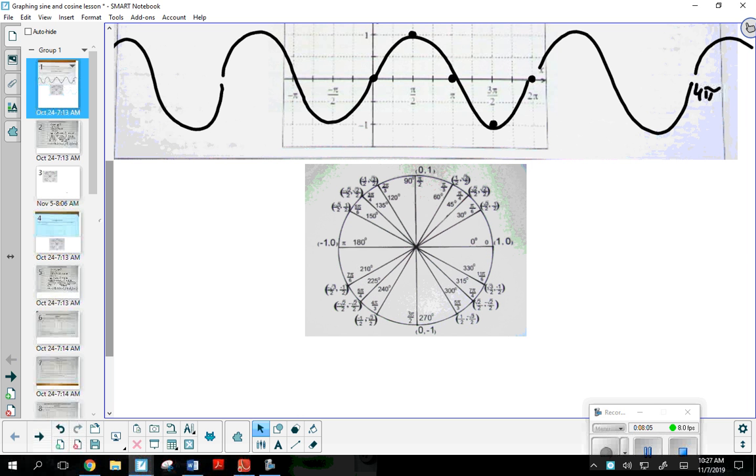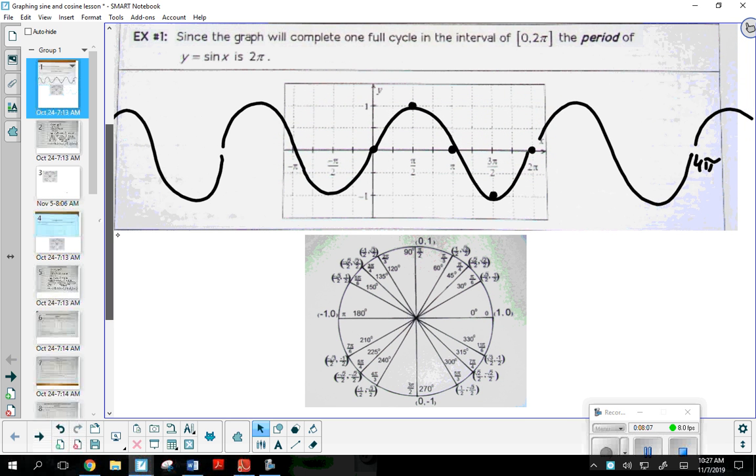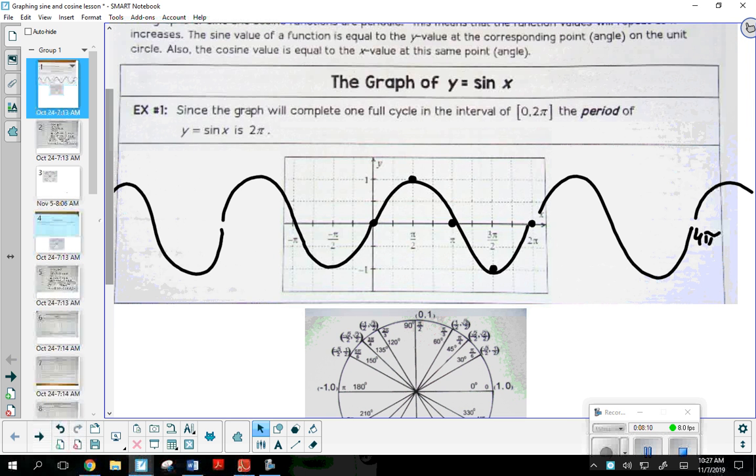Now, let's focus on those points for just a second. For sine, we do need to have these committed to memory. We started with a 0. Then we went to a maximum. Then we're back at a 0. Then we have our first what? Minimum. And now we're back to a 0 again.